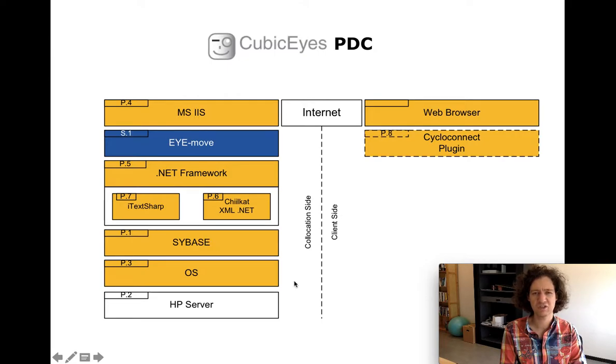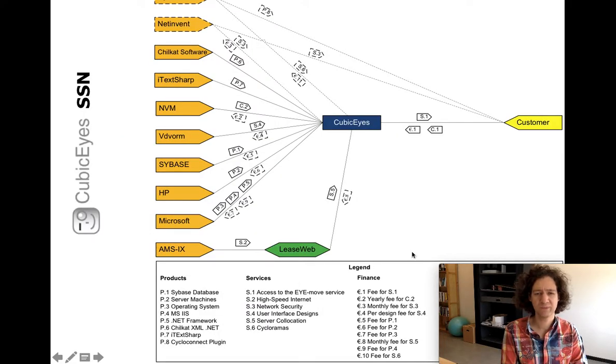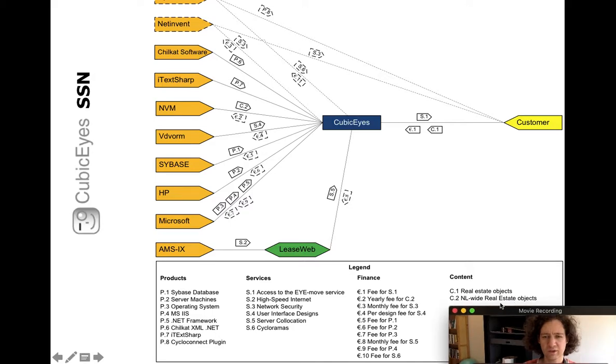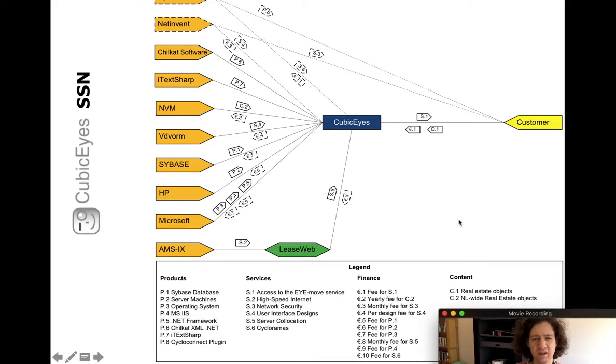We already discussed these. And then moving right along, there you see the software supply network. And here you can see again some companies, NetInvent, Chillcat, VDVorm, NVM, all these companies, HP. They deliver these products, they deliver several services, and together they service a customer with service 1, which is access to the iMove service.